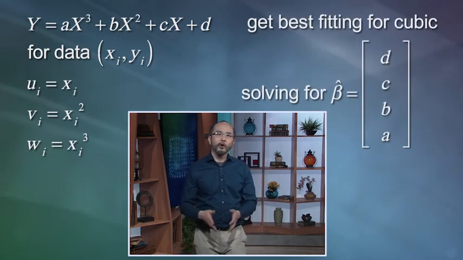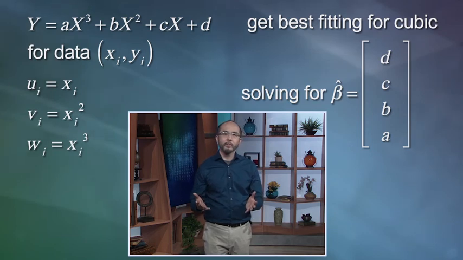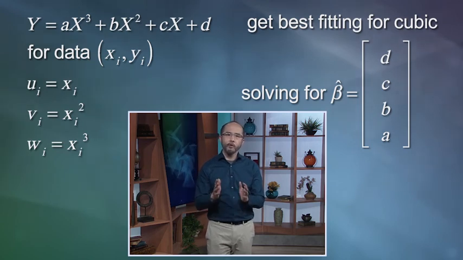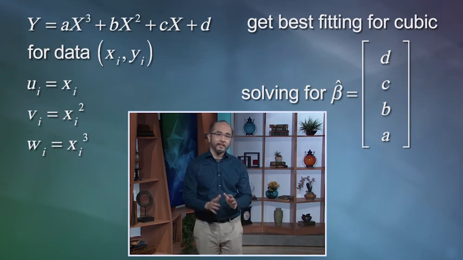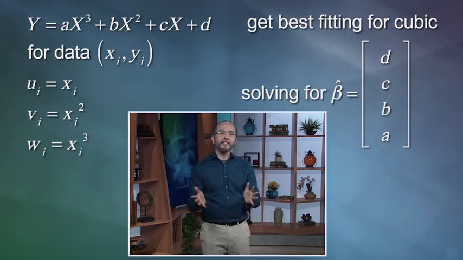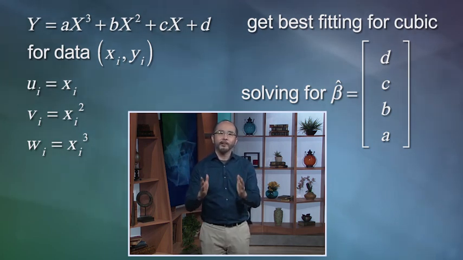We can use the normal equations to solve for the parameter vector beta, which in this case is d, c, b, and a. And if you're wondering, the order of those coefficients follows the order of the columns in the design matrix. This is great. This means you can do polynomial regression of any type using the appropriate number of variables in multiple linear regression.